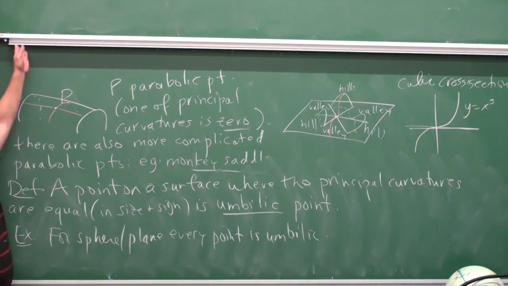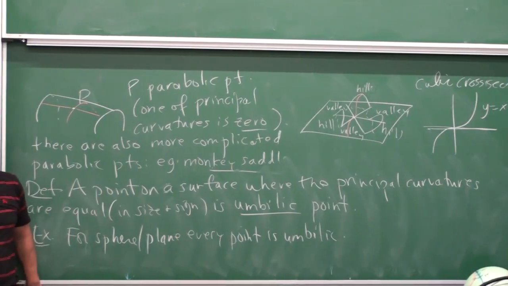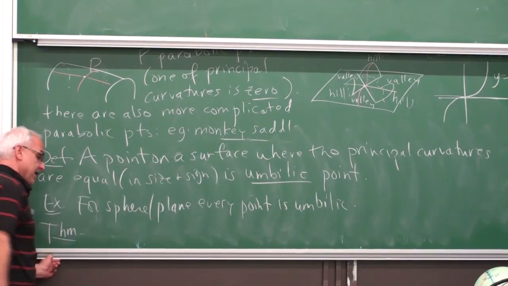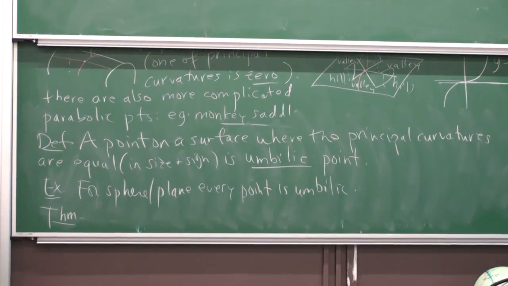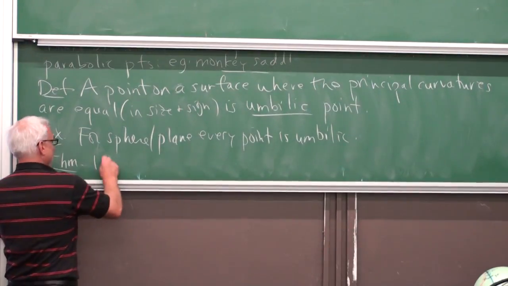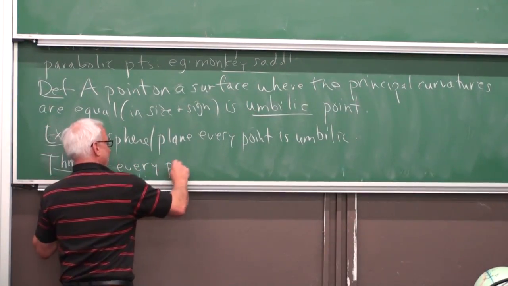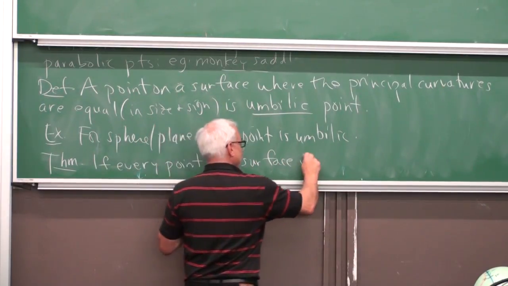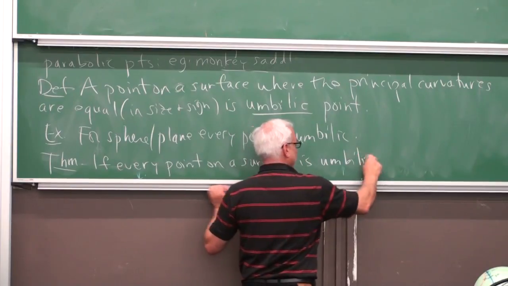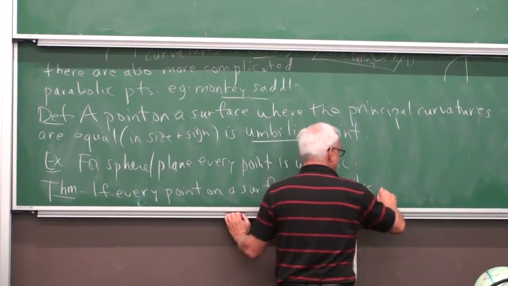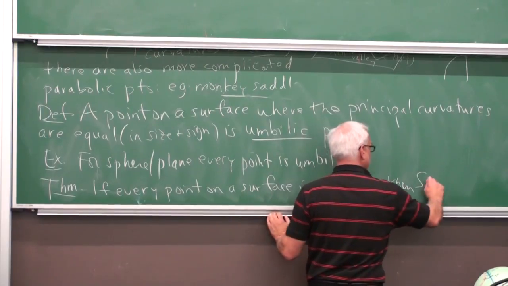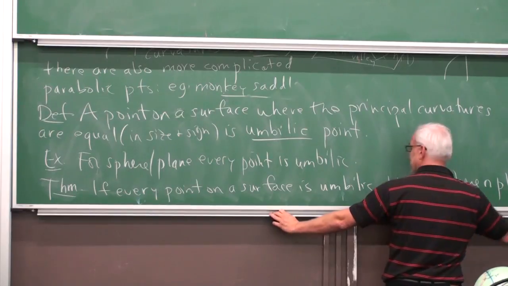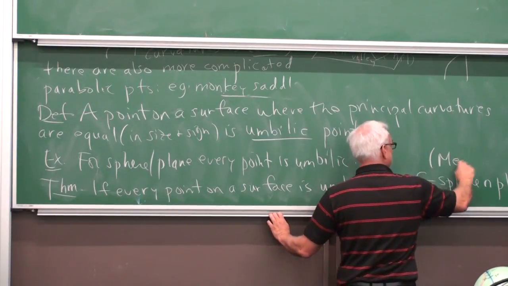And an important theorem of Jean-Baptiste Meusnier is the converse. So the theorem is that if every point on a surface is umbilic, I'm not sure if I'm pronouncing that right, then the surface is a sphere or a plane. That's the theorem of Meusnier.